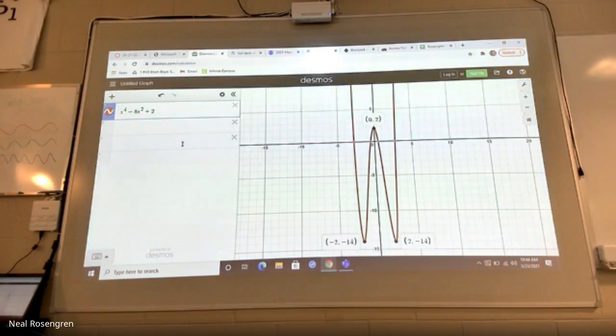How, if they asked us to, how would we figure out the y values? How do I figure out the -14s and the 0, 2 or 2? Anna?